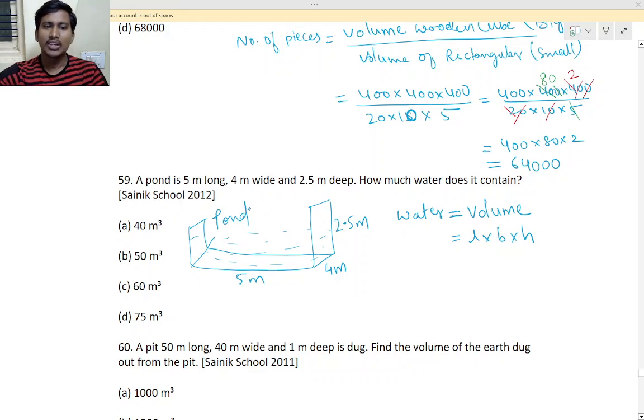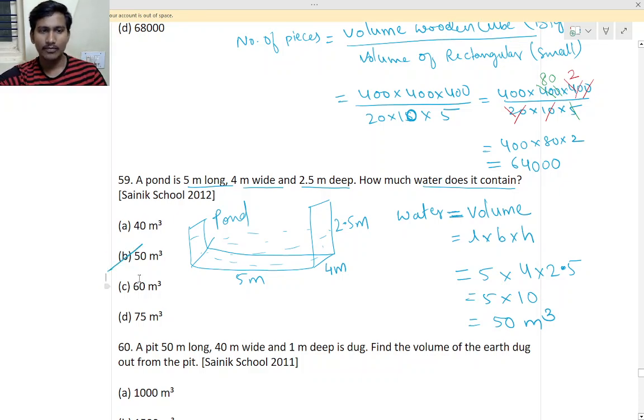Next, question 59. A pond is 5 meter long, 4 meter wide and 2.5 meter deep. How much water does it contain? So how do we find it? We find the water by using volume. How do you find volume? Length into breadth into height. So we just have to multiply. Length is 5 meter, breadth is 4 meter, height is 2.5. So 2.5 into 4 is 10. So 5 tens is how much? 50. It will be in meter cube. So 50 meter cube is which option? Option B. Understand? So the volume will be the water inside.